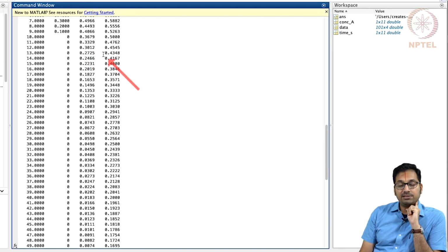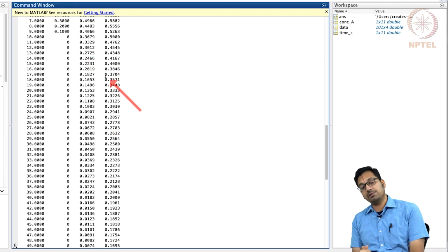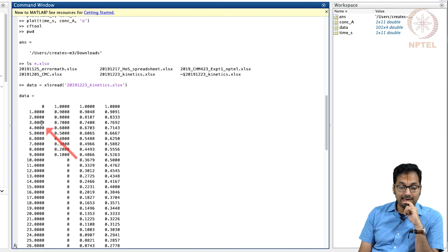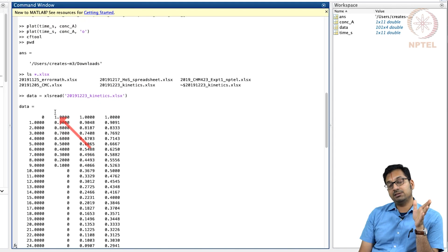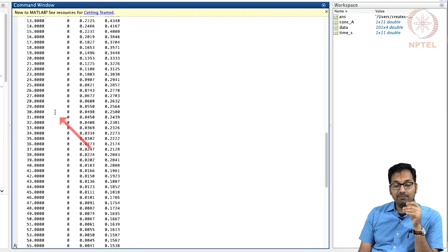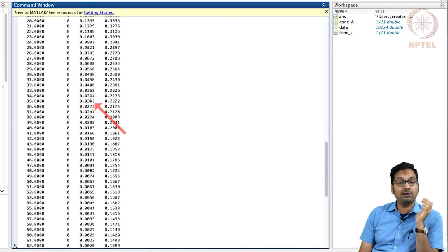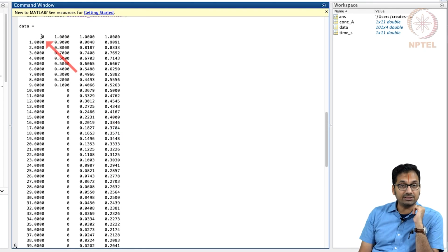If you had 4 decimals, it's going to read into 4 decimals. If you had more decimals, it's going to read into more decimals. But what you are able to realize is that it has now converted the Excel sheet into a matrix, where the matrix has different lengths. So basically you go until 100 seconds for all of this. So basically you have 101 data points, including the 0 second.